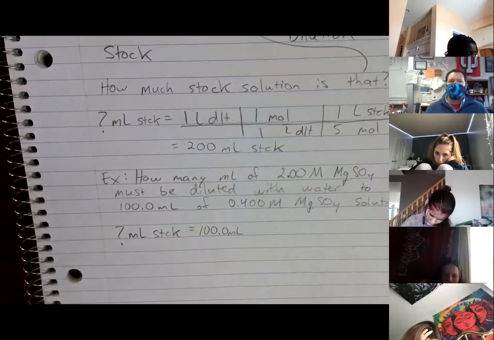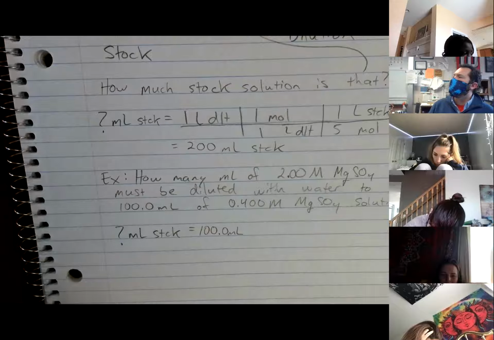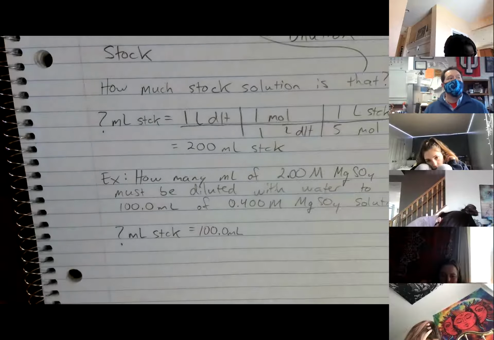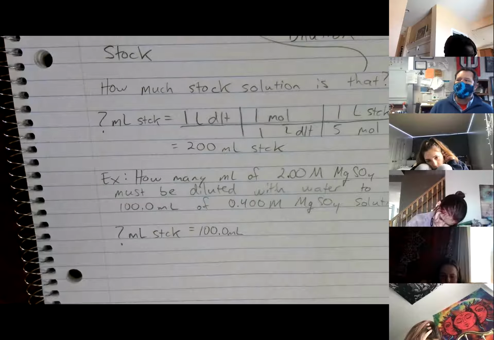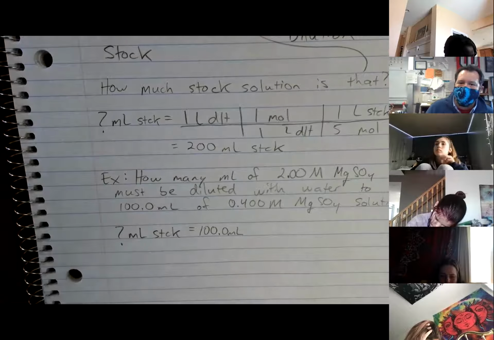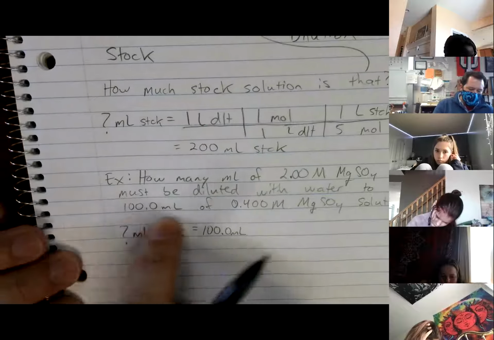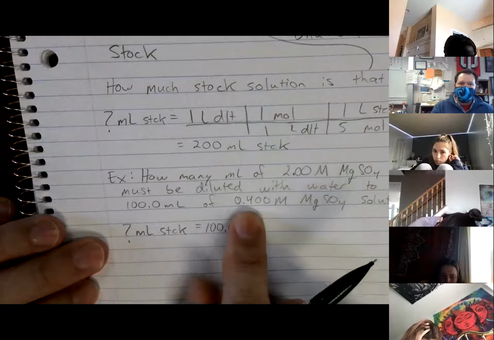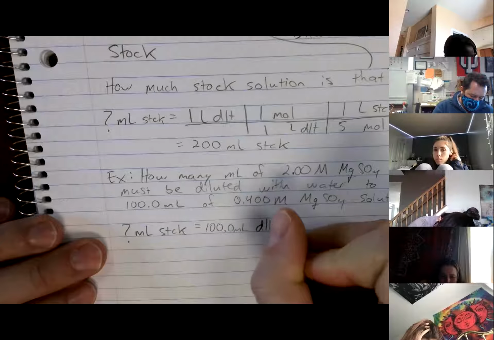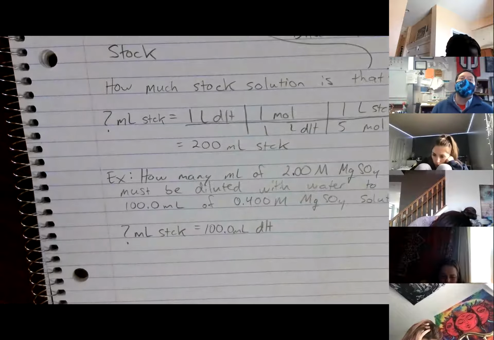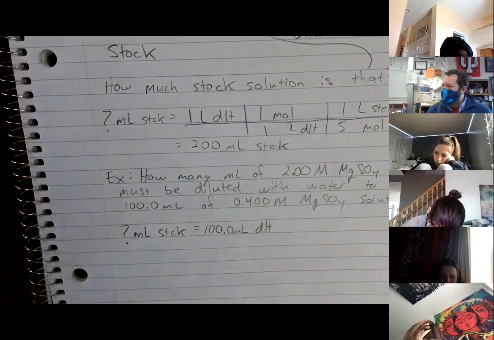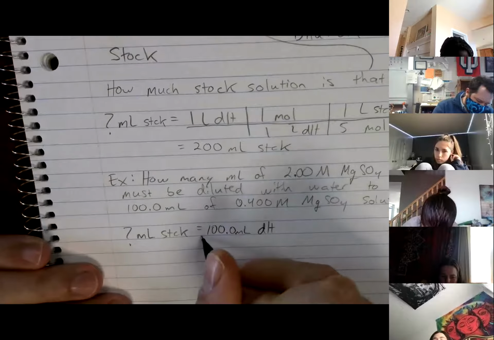100 milliliters. Now here's my question. Is that a dilution or a stock? Excellent. Yep. People at home, Ethan said dilution. Absolutely. 100 milliliters of our 0.4 molar MgSO4. That's the smaller of the two. That makes this our dilution. This one's our dilution, guys. I know some of you guys don't like to add the little extras. It really does help.